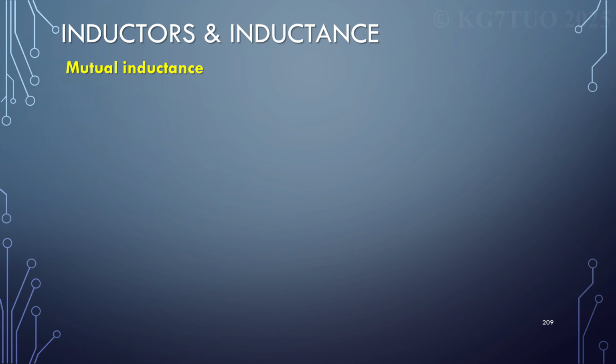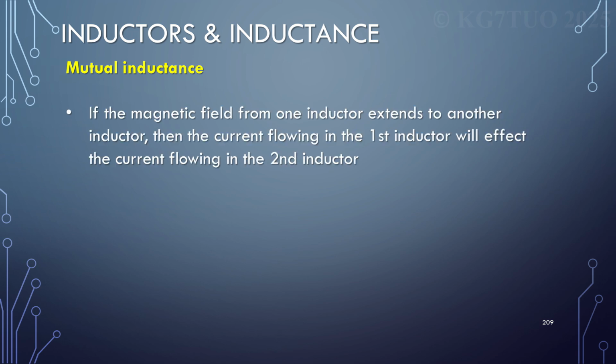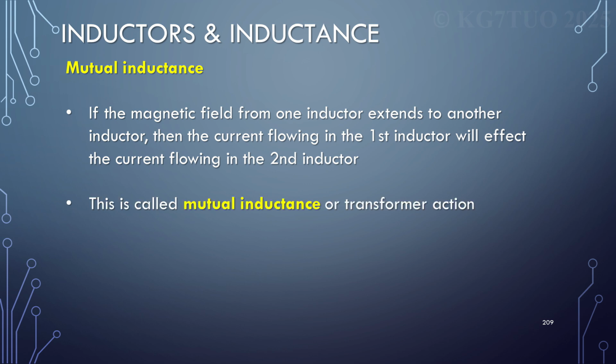Mutual inductance. There must be at least two things involved, right? If the magnetic field from one inductor extends to another inductor, then the current flowing in the first inductor will affect the current flowing in the second inductor. That's how a transformer works. We run the current through one, and it affects the current in the other because it jumps over there, basically. Creates current. This is called mutual inductance or transformer action, and it's usually undesirable.